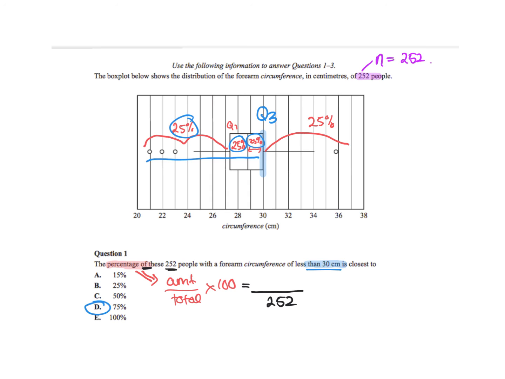So just remember with your box plots that this bit is 25%, even if it's got outliers, that's 25%, that's 25%, and that's 25%, okay?